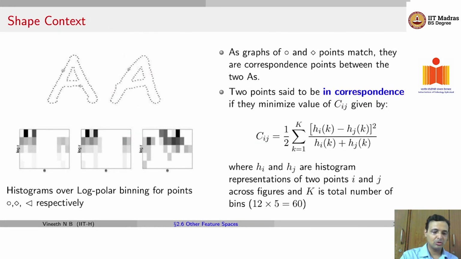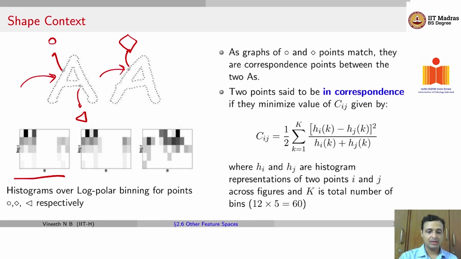So let's consider 2 different images. Now if you consider this pixel, if you cannot see carefully, this is a circle, this is a triangle, and this is a rhombus. The first one is the representation of the circle, the second one is the representation of the rhombus, and the third one is the representation of the triangle.